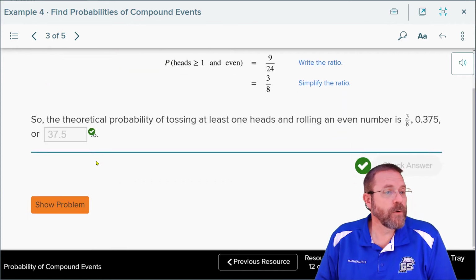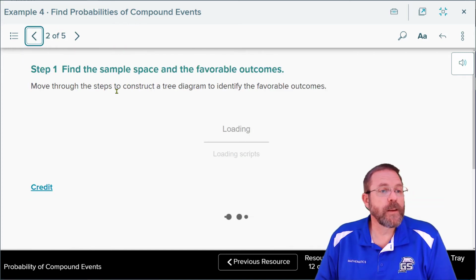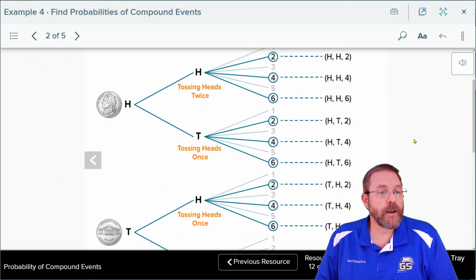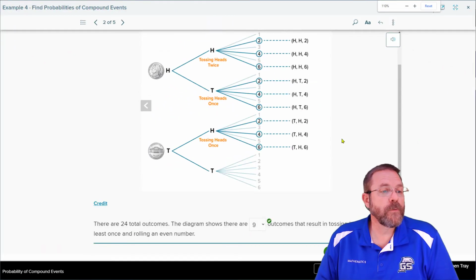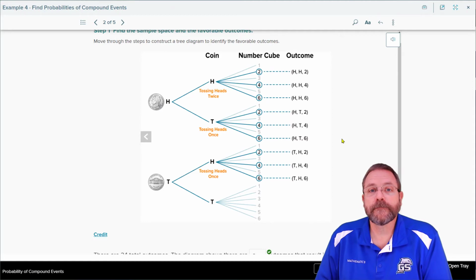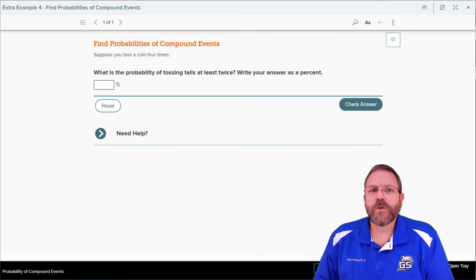The hardest part of this problem is going to be making that tree diagram, because that's an awful lot of things for you to have to write down. Once again, it's going to be your turn.